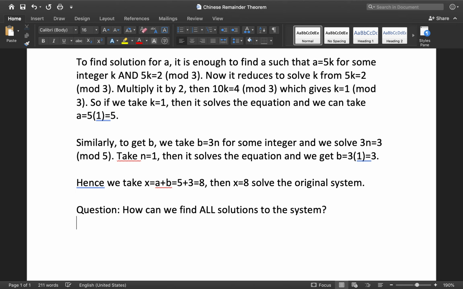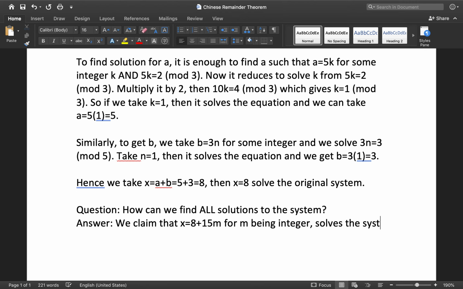Actually the answer is pretty simple. We claim that x equal to 8 plus 15m, for m being an integer, solves the system, and these are all the solutions. Maybe you can also make an observation to see the solution.